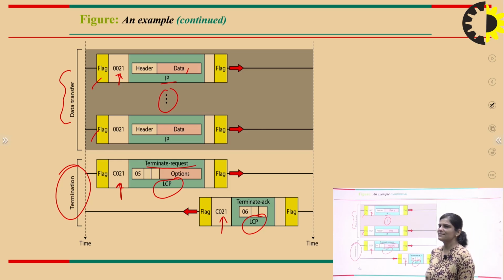So this is an example of how we can send data from sender to receiver. It means first we have connection establishment, then authentication, then data transfer, then termination.